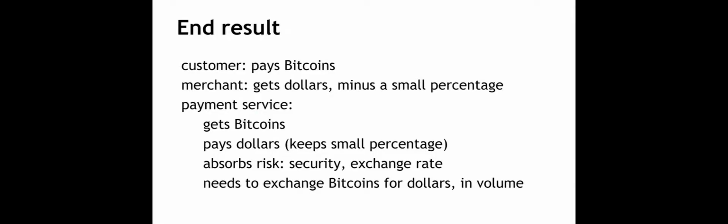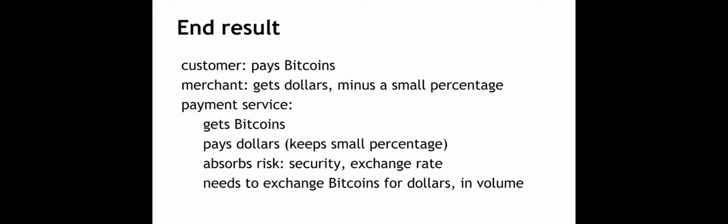Okay, so the end result of this whole process is the following: that the customer pays Bitcoins, some number of Bitcoins, that the merchant gets dollars. That's what the merchant wanted. They wanted to sell that item for a particular number of dollars or whatever their local fiat currency is. The merchant gets the number of dollars they asked for minus a small percentage. The payment service is going to take a small percentage as a fee, maybe a couple of percent.